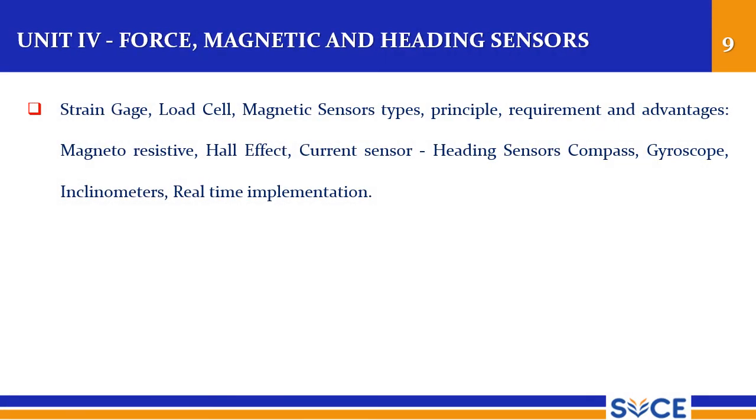Under unit number 4, we are going to see force, magnetic and heading sensors, strain gauge, load cell, magnetic sensor types, principles, requirement and advantages, magnetoresistive Hall effect current sensor, heading sensors, compass, gyroscope, inclinometers, real-time implementation, and we are going to see here.